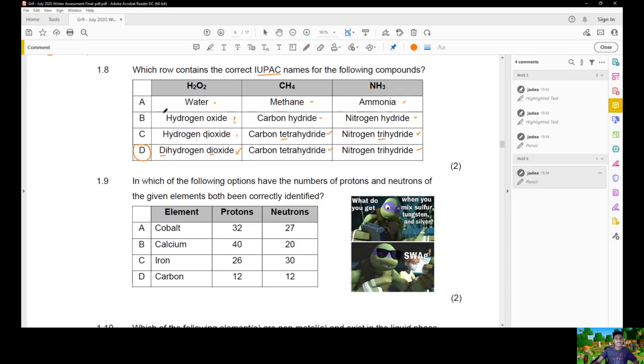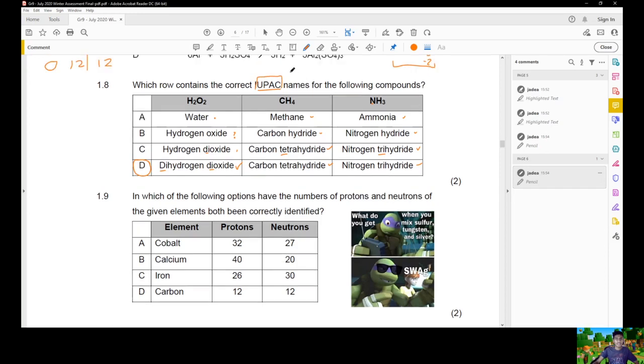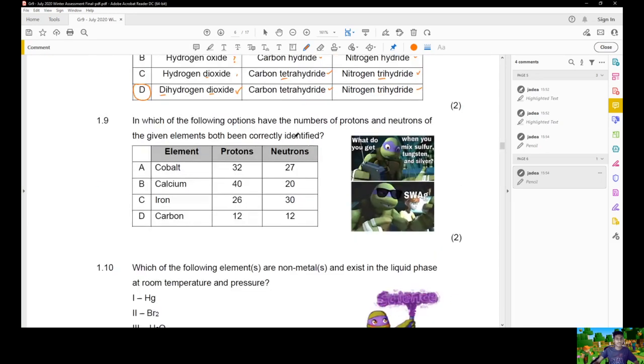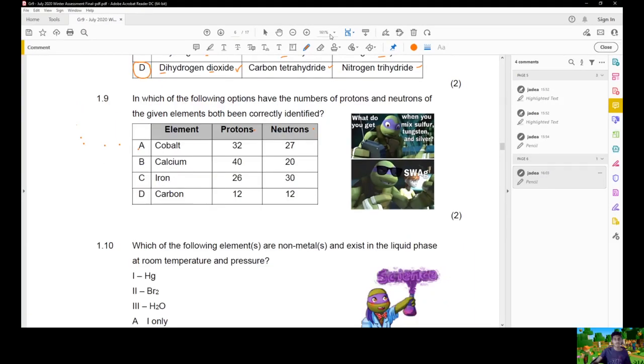What's important in this question, if you just glanced at it, is that we are looking for IUPAC names. IUPAC, like I said, international names, are also how we name things systematically, meaning according to a list of rules. Those rules meaning using the di, tri, and tetra, where you have more than one nonmetal. All right, question 1.9. Have the numbers of protons and neutrons been correctly identified for the given elements?